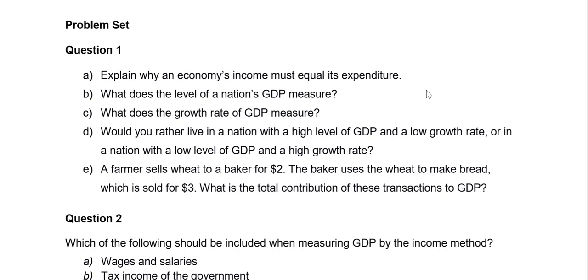Now, B. What does the level of a nation's GDP measure? From the lecture you may remember, GDP is basically a measure of national income and expenditure, right? At the same time, it is a good indicator of the level of prosperity. Although it's not a perfect measure of prosperity, it is probably one of the best measures that we currently have, because measuring GDP is not easy.